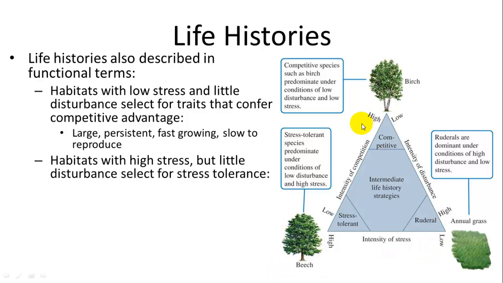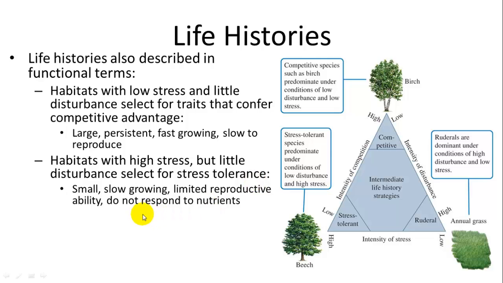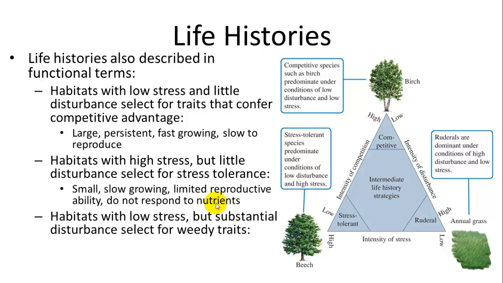Okay, if you're in habitats with high stress but little disturbance, these select for stress tolerance, then you'll have small, slow-growing organisms with limited reproductive ability, but they don't respond to nutrients because the stress is too high. And then if you have habitats with low stress and substantial disturbance, these select for weedy traits, which are fast-growing, small, annual, reproduce quickly. Okay, so that would be over here.